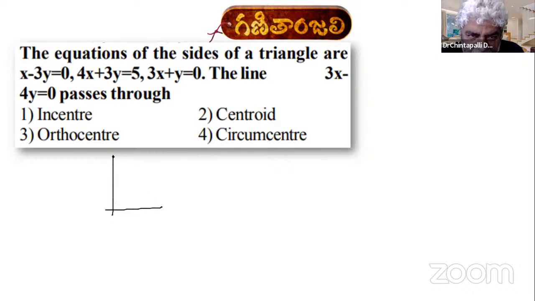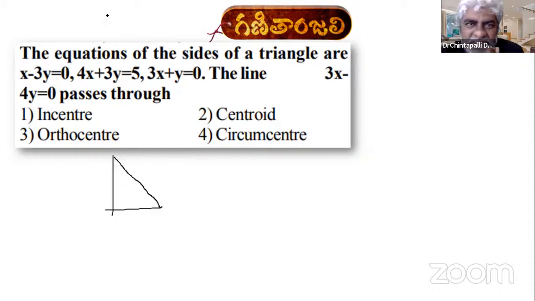One more thing you must remember, students: if a line does not contain a constant term like this one, is there any constant term? The x term is x, the y term is minus 3y. There is no constant term. If there is no constant term in an equation, it means the line passes through the origin.